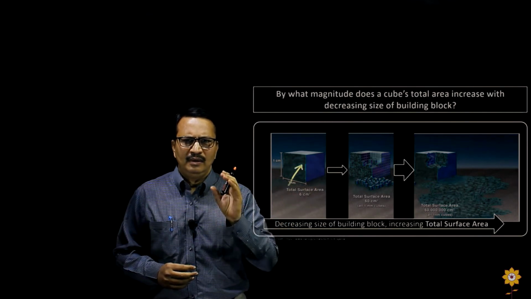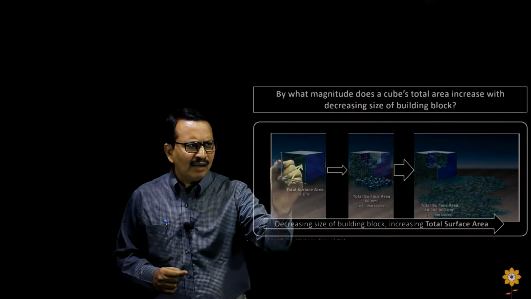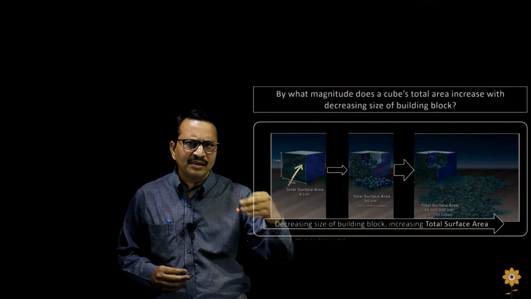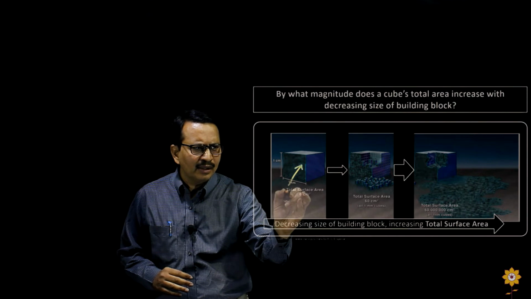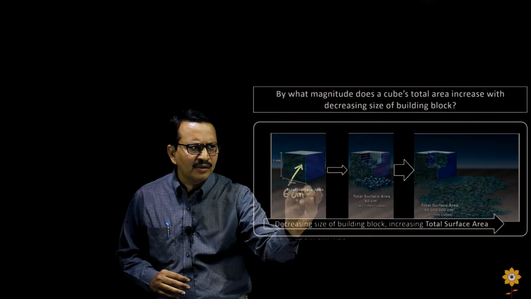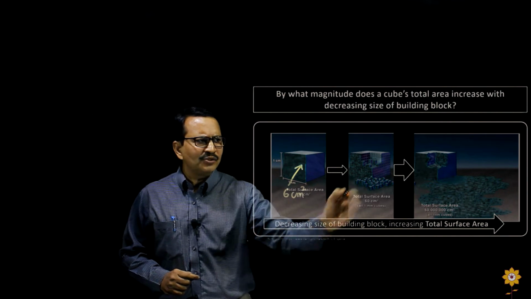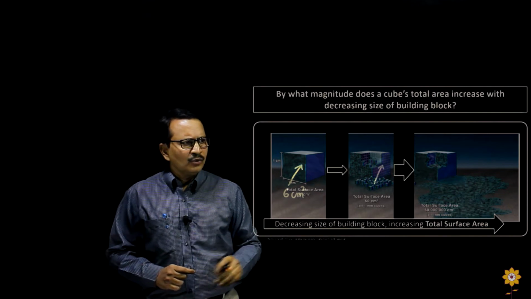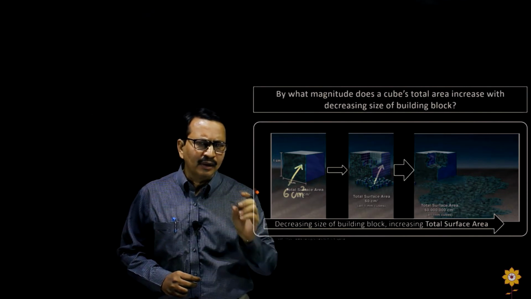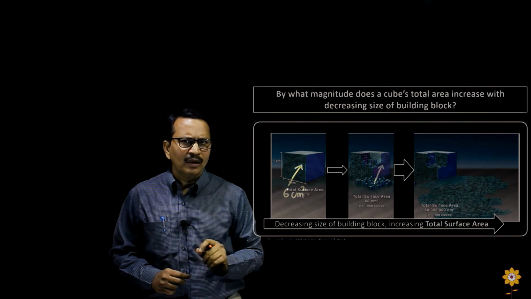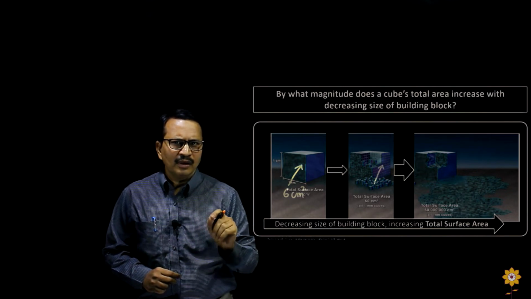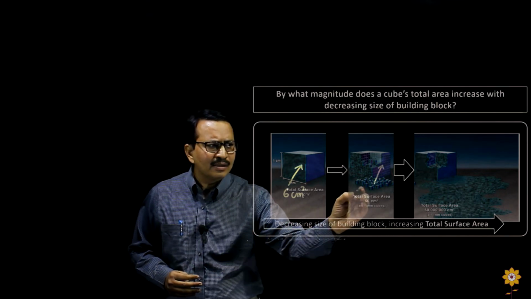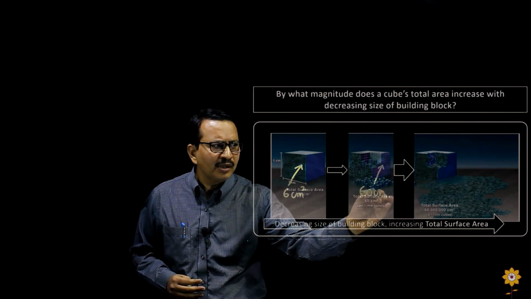The building block is a cube. We have a cube of dimensions 1 centimeter by 1 centimeter, and there will be 6 such faces, and therefore the area will be 6 centimeter square. Compare this with this cube, where we reduce the dimension of each building block and see to it that each building block is of the size of 1 millimeter. The surface area now increases to 60 centimeter square.